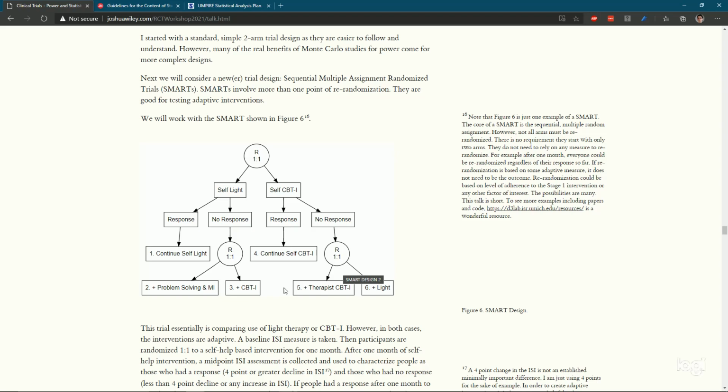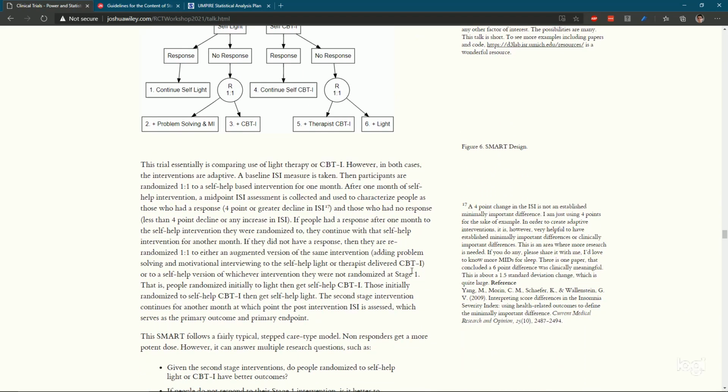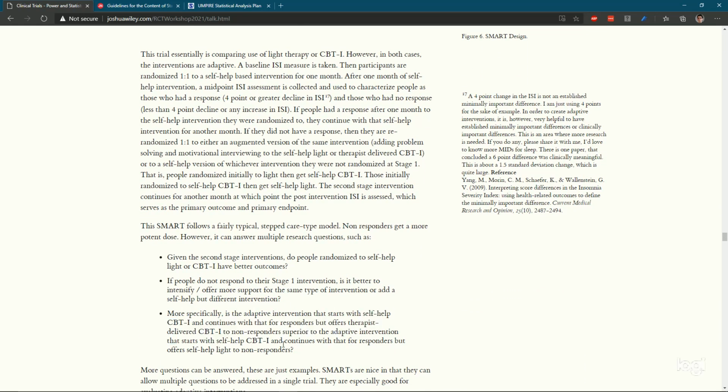Notice here we're not just comparing two specific outcomes. We're not just comparing these outcomes in the non-responders. It's actually that whole adaptive intervention. Which of those two potential stepped care type models is actually better, or are they different? And that's a possible question we could answer.